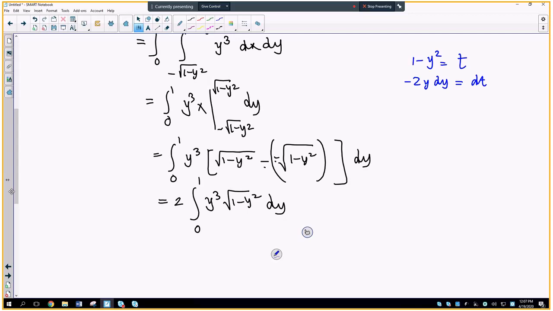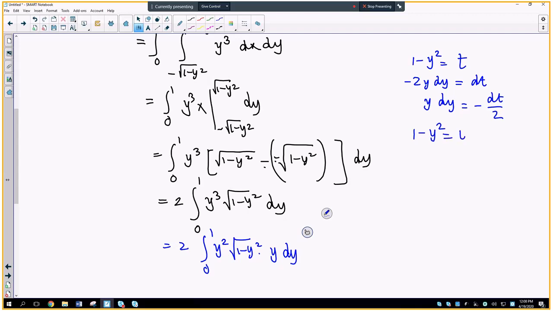But I see I can rewrite this integration as 2 times the integration from 0 to 1 of y squared times square root of 1 minus y squared times y dy. So I need this term y dy in my expression. So why don't I go ahead and write it as y dy equal to minus dt over 2. So it has pretty much taken care of everything other than the limits. One other thing I would like you to understand: if 1 minus y squared is t, then 1 minus t is y squared. This is going to be necessary in the process of the antiderivative.